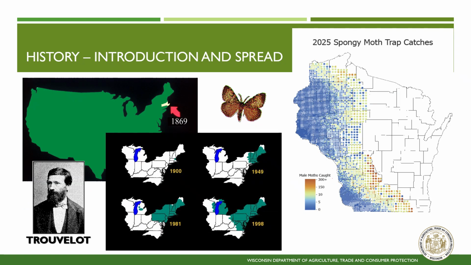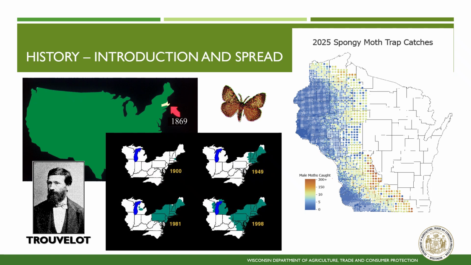The subspecies of spongy moth that is present in Wisconsin is native to Europe. The spongy moth was introduced into Medford, Massachusetts in 1869 by an amateur French scientist named Trouvelot. He was attempting to breed the spongy moth with a silkworm in hopes of producing a hardier silkworm. The two insects were not compatible and some moths escaped. He warned local officials of the potential consequences but was ignored.